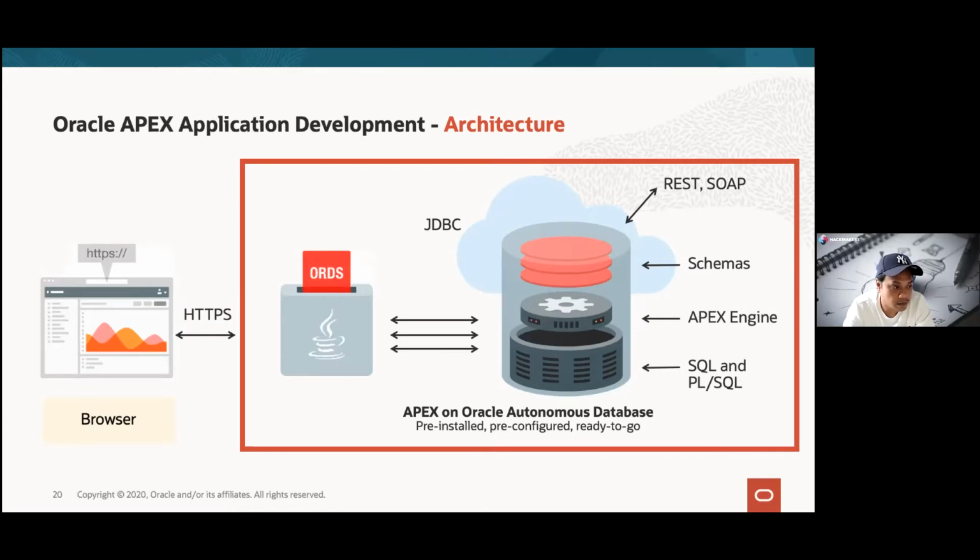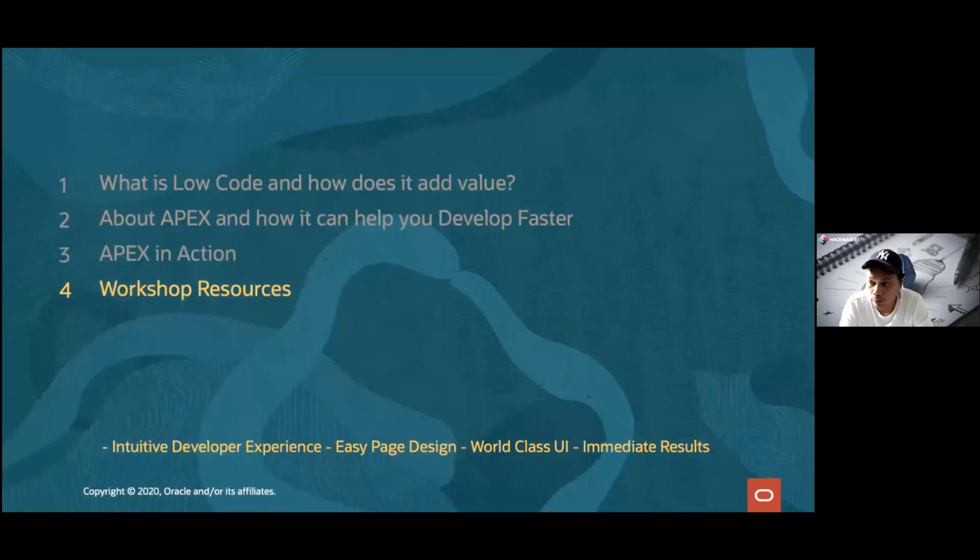So basically, we have a browser which connects to our Oracle REST Data Services, where you can then access the Apex runtime, the schemas, your SQL code, expose REST, and connect. It will actually connect through JDBC to the autonomous database, and it's all pre-configured and pre-installed on the autonomous database available on Oracle Cloud Infrastructure. So really make use of that. It will be very useful.